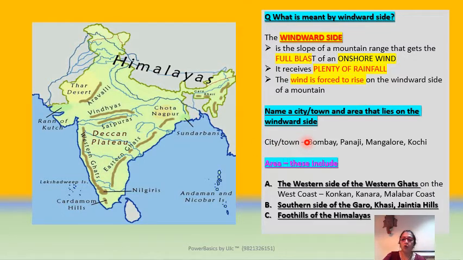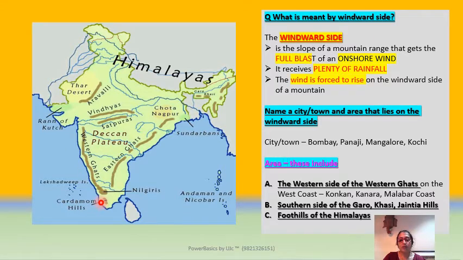Name a city, town and area that lies on the windward side. City, town. Panjim is here, Mumbai is here, Mangalore is here, Kochi. So Mumbai, Panjim, Mangalore and Kochi. Cochin is here. The Cardamom Hills are also here for Cochin actually. You might say, oh, the Western Ghats stopped here. The Cardamom Hills here. Areas, 3 areas that you can easily name on the windward side are the western side of the Western Ghats on the west coast. So the Konkan, the Kannada and the Malabar coast.